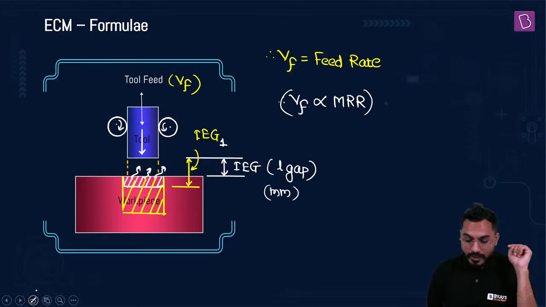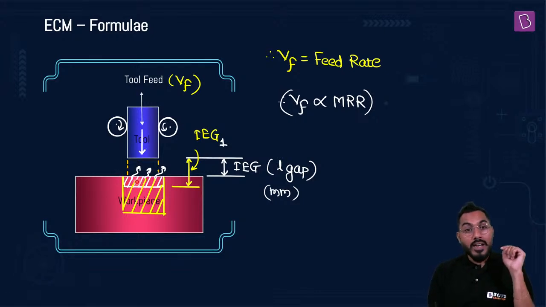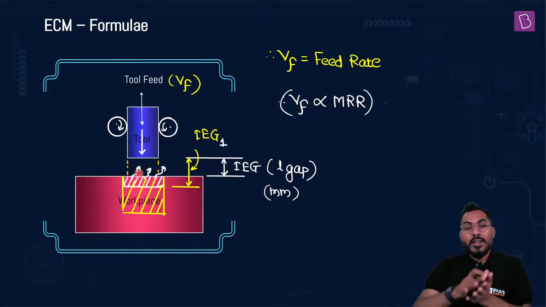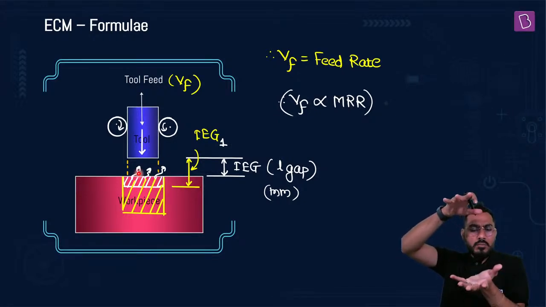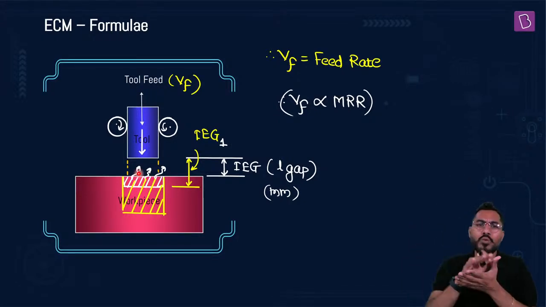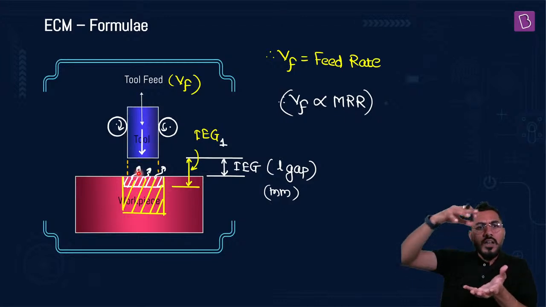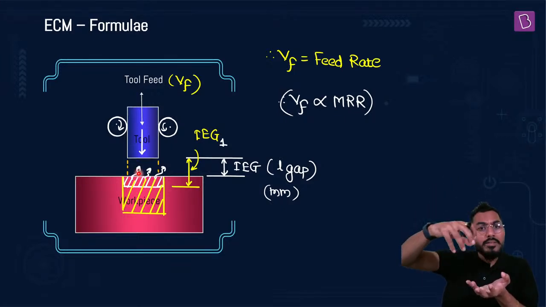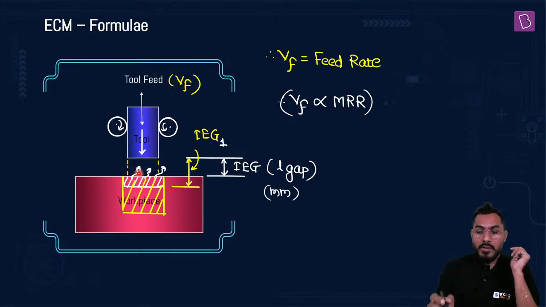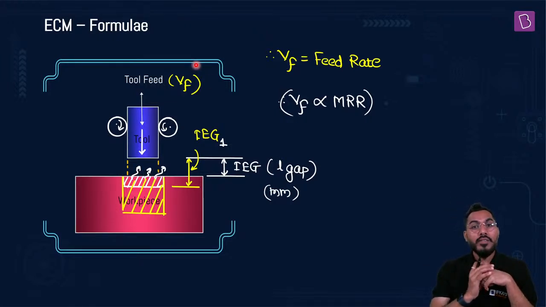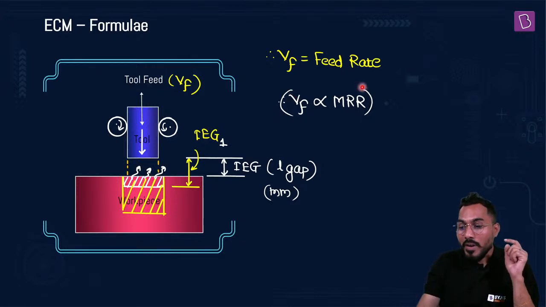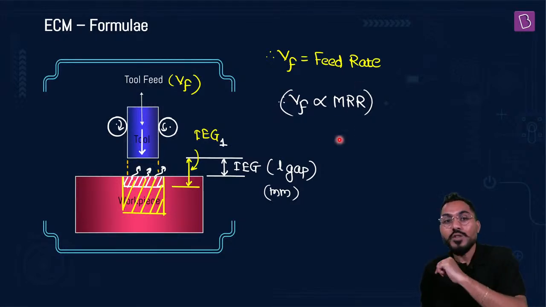In contrast to that, if I select a material removal rate that is less, which means the rate of depletion or dissolution of ions is less, that means the depth of the hole is created but very slowly moves in the downward direction. So if it moves slowly, in the same manner the tool also gets fed slowly. Very slowly it will move in the downward direction to maintain the optimum gap. That means feed velocity has to be less. That means if material removal rate increases, feed velocity increases. Material removal rate decreases, feed velocity has to decrease.